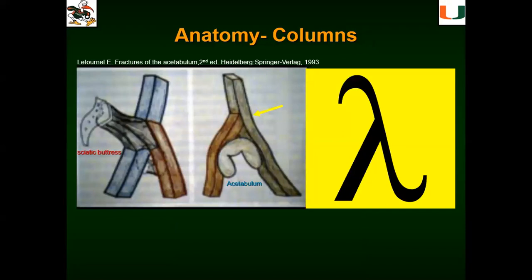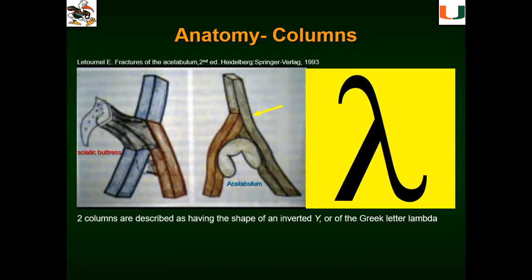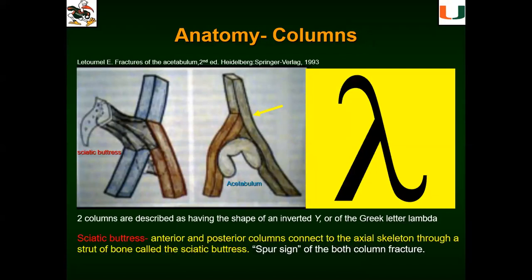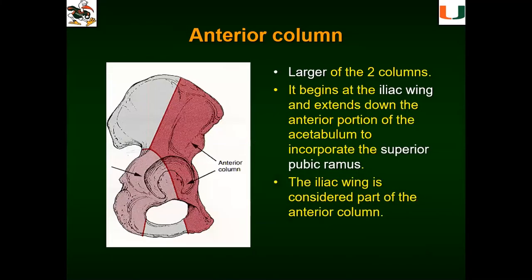Both the anterior and posterior columns will be in that supra-acetabular region. They'll be brought together in that their appearance is that of an inverted Y, also known as the Greek lambda. And where they join, there is a connection between the columns with the axial skeleton, and that's the so-called sciatic buttress. And we use the sciatic buttress because if we see a fracture involving the sciatic buttress and displaced fracture fragments, we know that as a spur sign, and that's indicative of a both column fracture, and I'll show you some examples of that.